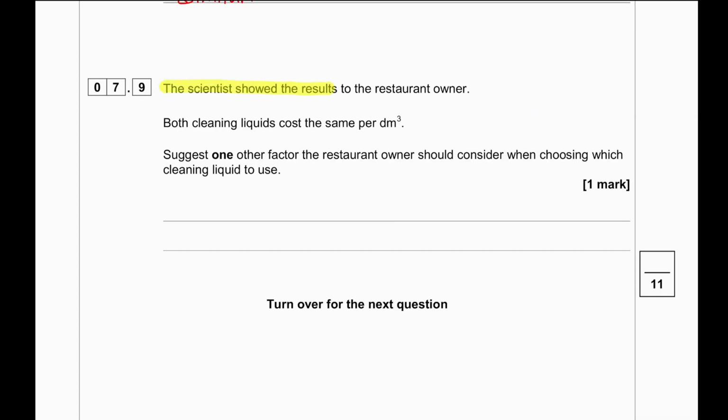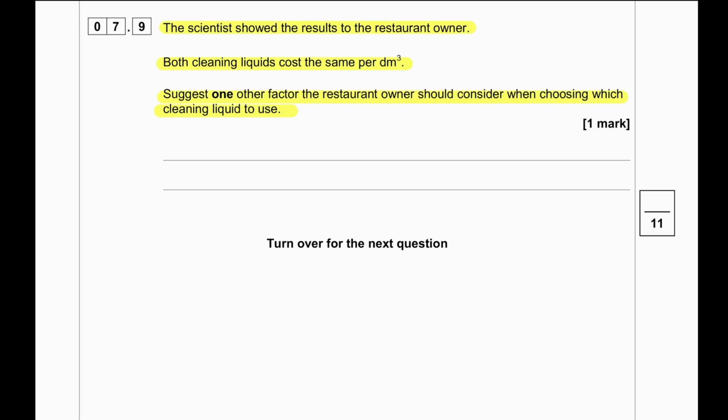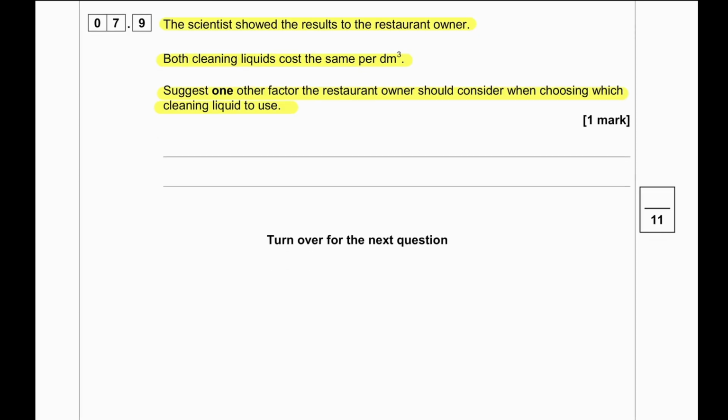The scientists showed the results to the restaurant owner. Both cleaning liquids cost the same per dm cube. Suggest one other factor the restaurant owner should consider when choosing which cleaning liquid to use. Even though both of the cleaning liquids are the same price, one of them has a better effectiveness. So we can take that into account and use the one that is more effective on the type of bacteria that we're trying to clean.